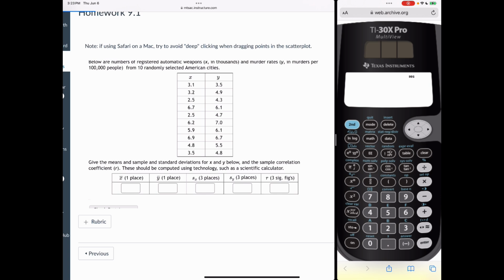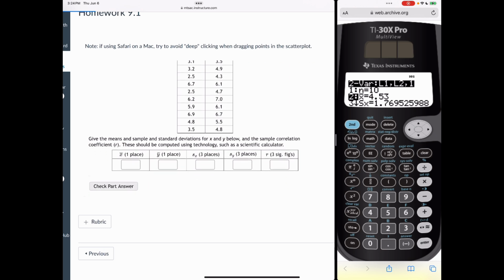So you just want to press second, and then data, and now we just make sure to pick two variable statistics here, and you get tons of info when you do this. Among the values you get are the mean and the sample standard deviation and so on. So of course we're going to need all that. So let's go ahead and start putting in some of these values.